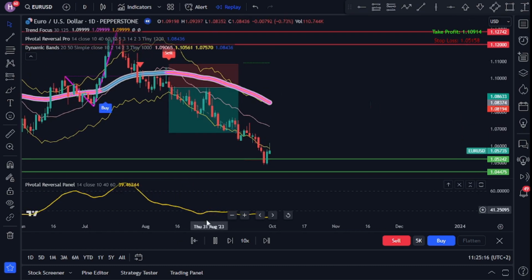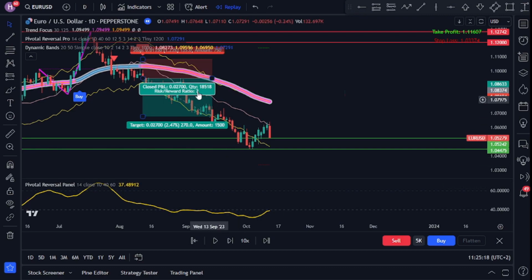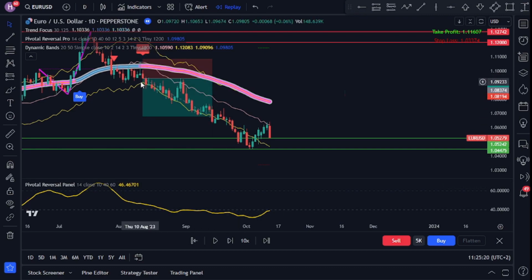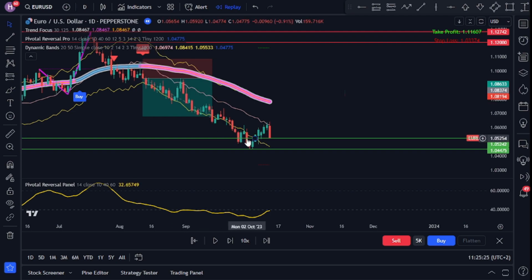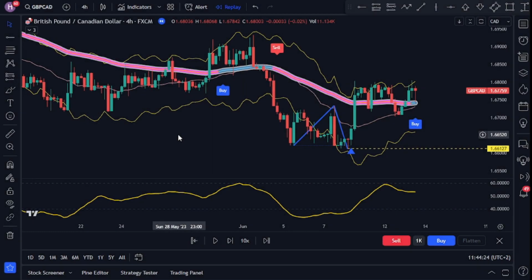Of course, once the trade is running in a profit, you can move your stop loss to break even, or alternatively use a trailing stop that captures the profits as the trade moves in your favor. Next, let's explore another swing trade example.